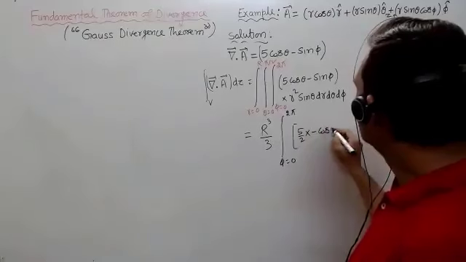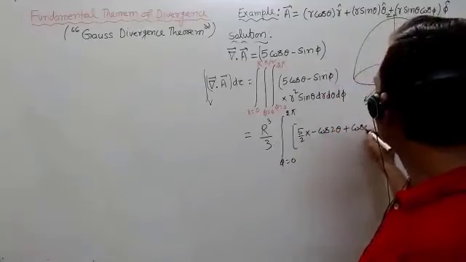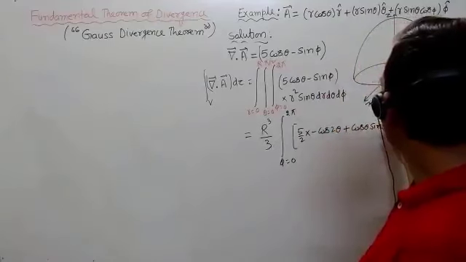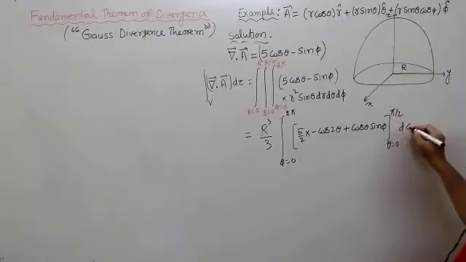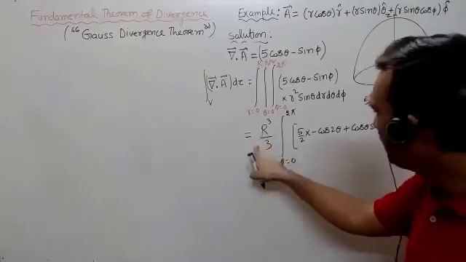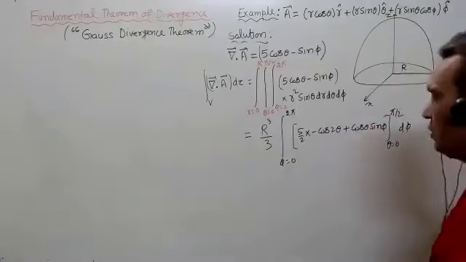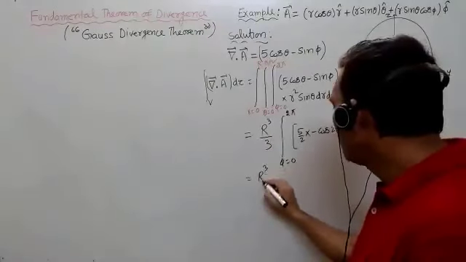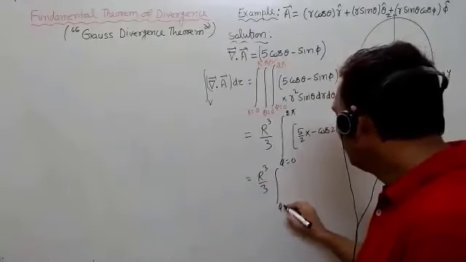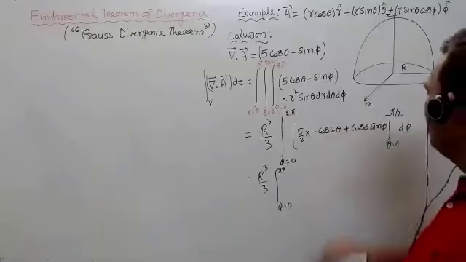Minus cos 2 theta. And the second integral will give you cos theta sin phi, with respect to theta from 0 to pi by 2. And then you have to integrate with respect to phi. So I have integrated with respect to r, with respect to theta, and then finally we will integrate with respect to phi. So this integral will be r cube by 3, phi from 0 to 2 pi. Now put in the limits, what will be this value?